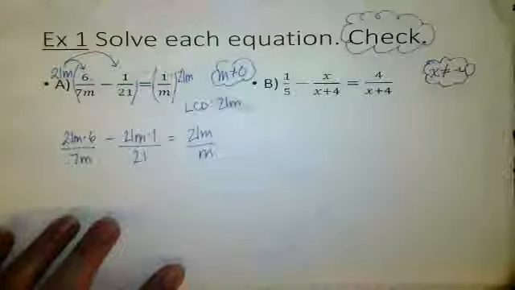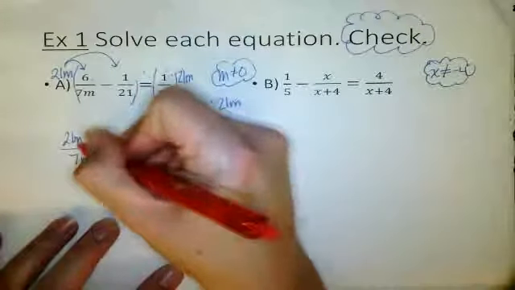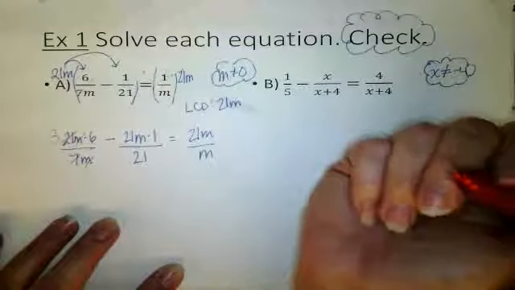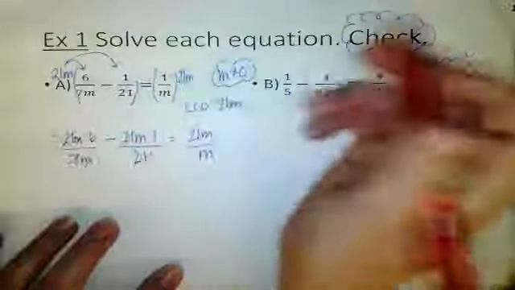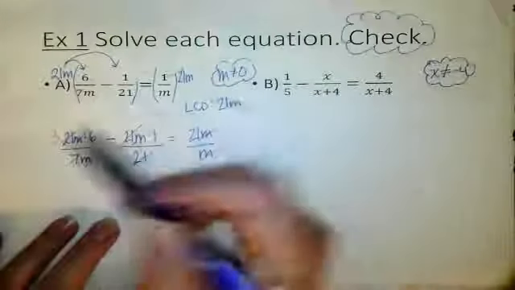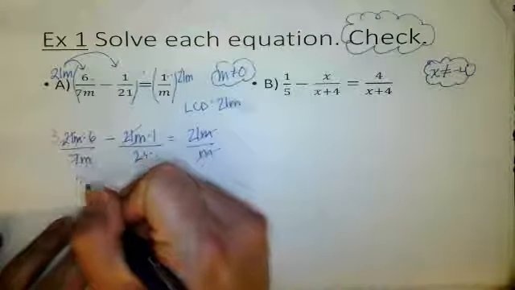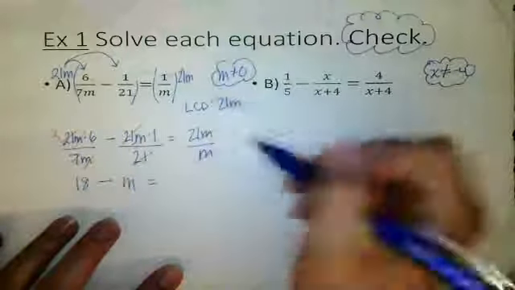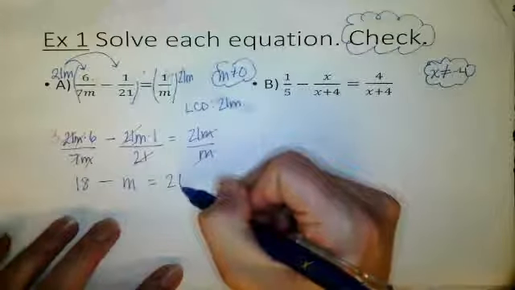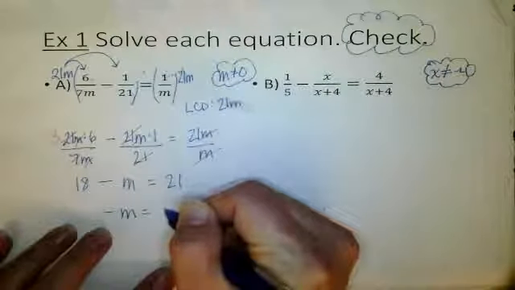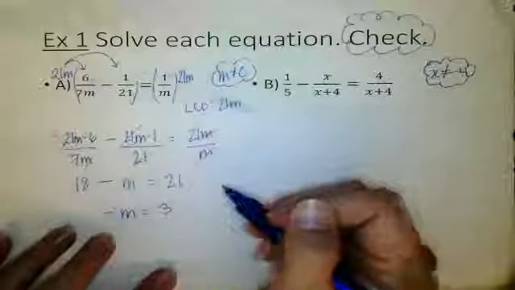The reason we multiply by an LCD is because it cleans up. What happens with the m's on top and bottom? What happens with the 21 and the 7? They reduce. Here, the 21 on top and bottom reduce. Here, the m's on top and bottom reduce. And we're left with 3 times 6, which is 18, minus 1m equals 21. So I'm going to subtract 18. That's 3? And then divide by my negative.